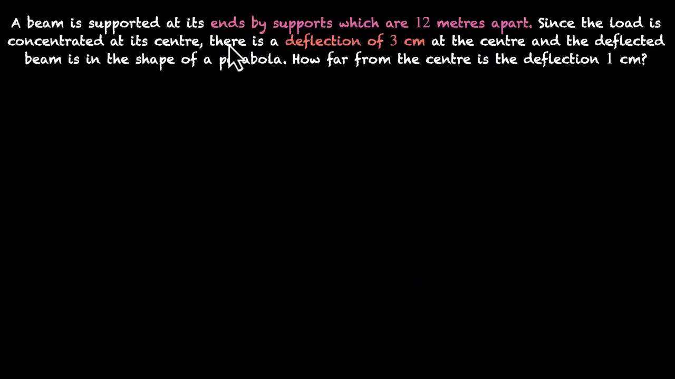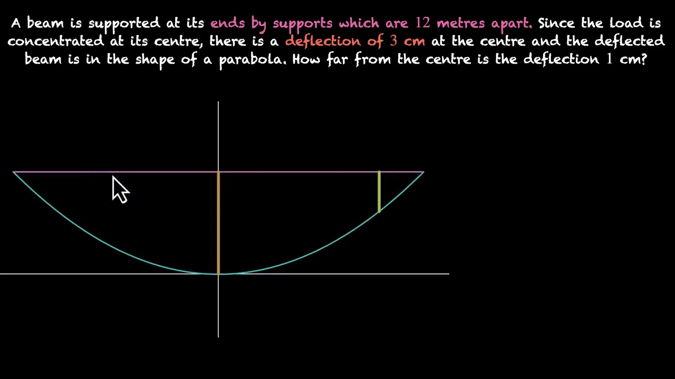Let's take one more. A beam is supported at its ends by supports which are 12 meters apart. Another information here is in centimeters. So let's convert this 12 meters into centimeters. Let's draw the figure. So this is our beam and it's supported by these two ends. These are 12 meters apart, which means they are 1200 centimeters apart.